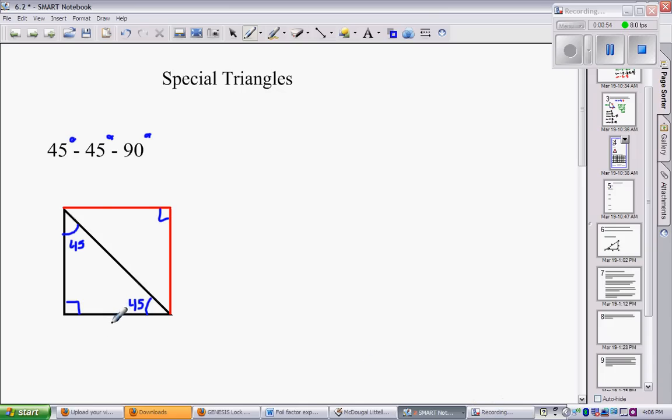you have a shortcut that when you have a square of side length 1, so this is 1, this is 1, these two red lines would be 1, you use the Pythagorean theorem and get root 2 for your hypotenuse.